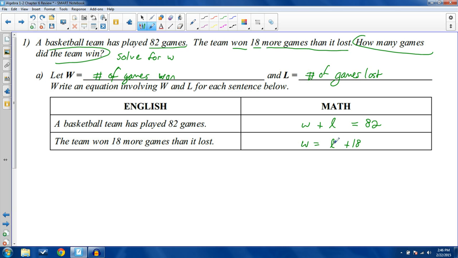Another way of putting it, always use real numbers if you have trouble. Let's say you lost 20 games. If you add 18 to 20, you get 38. 38 is 18 more than 20.